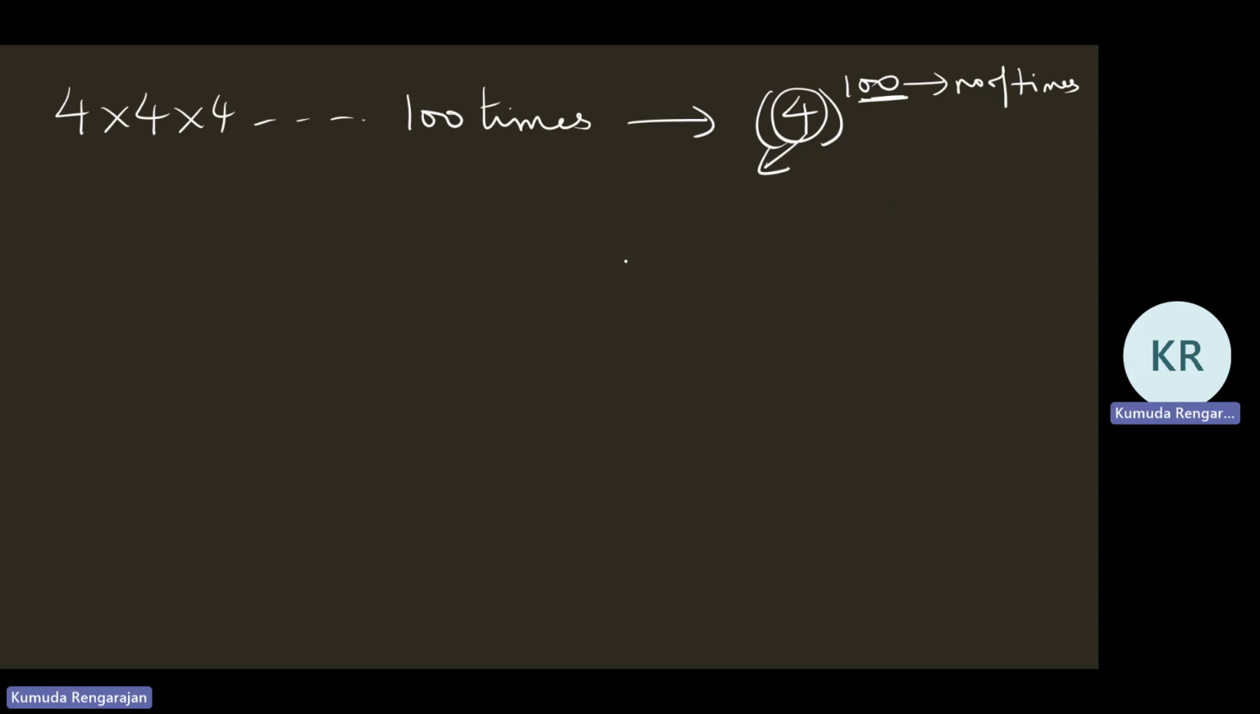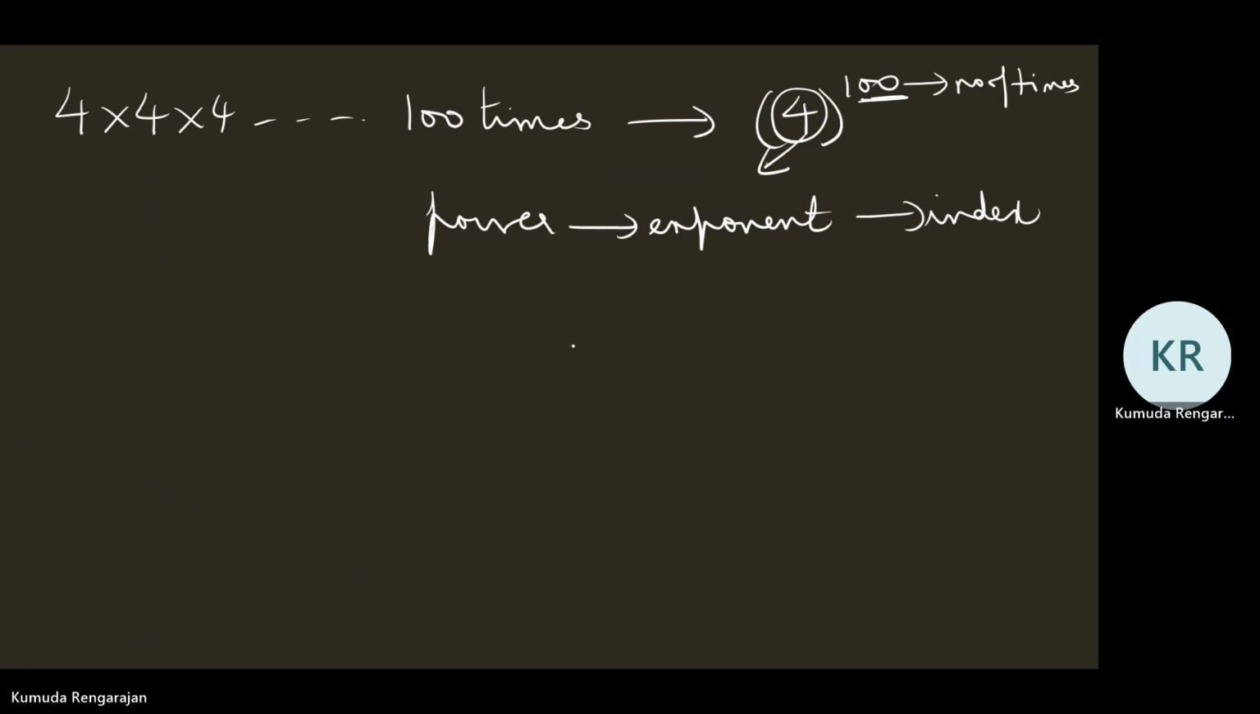Okay, so this is what exponents are all about. We just have these two things, base and power. The term power is also called exponent, or it's also called the index. Base has only one word, base is base. The power is also called exponent or index. Power, exponent, index all mean the same.